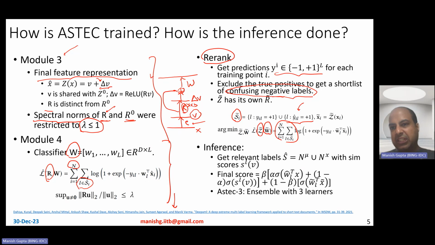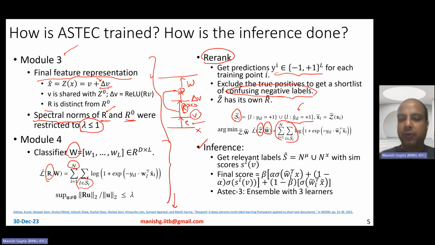Remember, you are not touching your Z and W that you trained in module 3, but you're creating new Z tilde and W tilde. Okay. Now, if you really think about it, module 1's Z naught and W hat you threw away. Module 3 basically has your Z and W that you trained. And the re-ranker also has its Z tilde and W tilde. You use all of them at inference time.